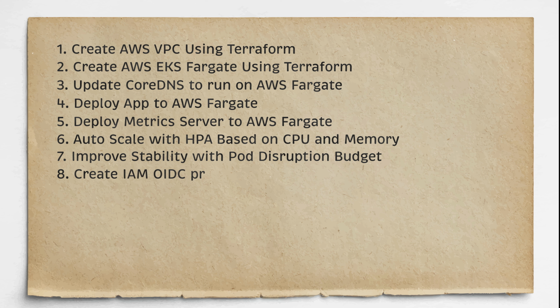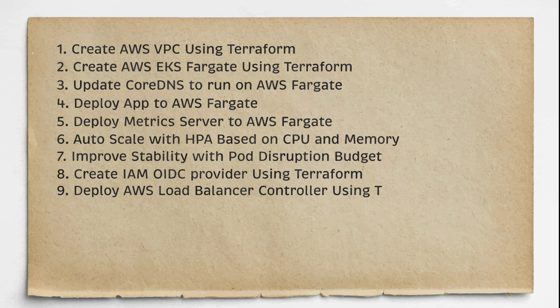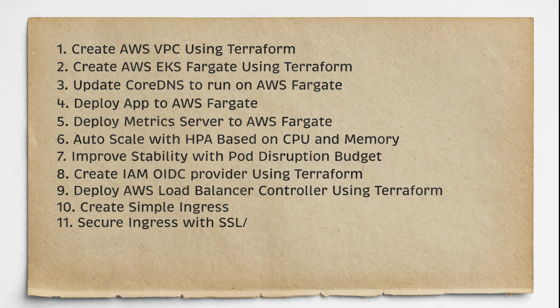Then we will create IAM OpenID Connect provider to be able to use IAM roles in Kubernetes. We will use it to deploy AWS Loadbalancer controller with Helm and Terraform. To validate deployment, we first create a simple Ingress, and then I'll show you how to secure Ingress with TLS certificate. AWS Loadbalancer controller also can manage service of type load balancer and create network load balancers for them.